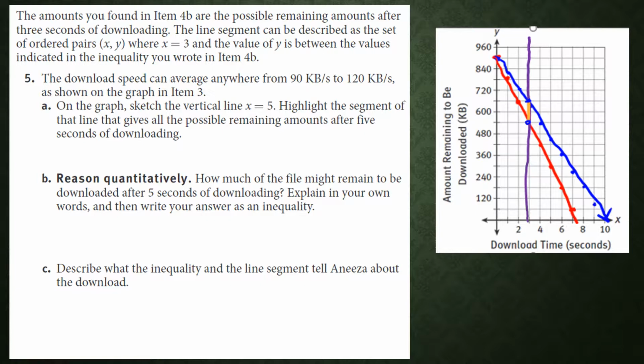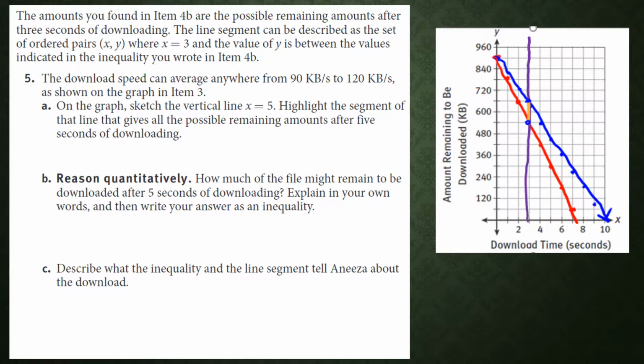The amounts you found in item 4B are the possible remaining amounts after 3 seconds of downloading, depending on her speed, as it fluctuates. So the line segment can be described as the set of ordered pairs x, y, where x equals 3, and the value of y is between the values indicated in the inequality we wrote. So y would be anywhere from 540 to 660. The download speed can average anywhere from 90 to 120 kilobytes per second, as shown on the graph in item 3. On the graph, sketch the vertical line x equals 5.